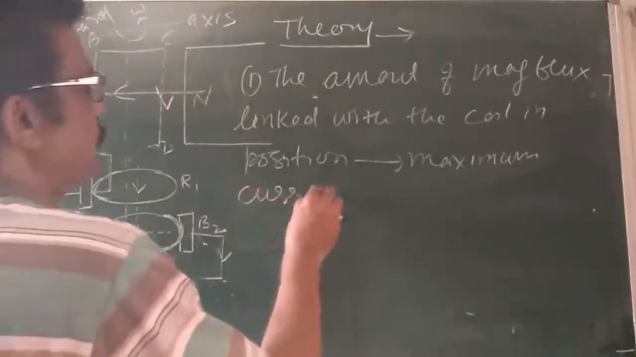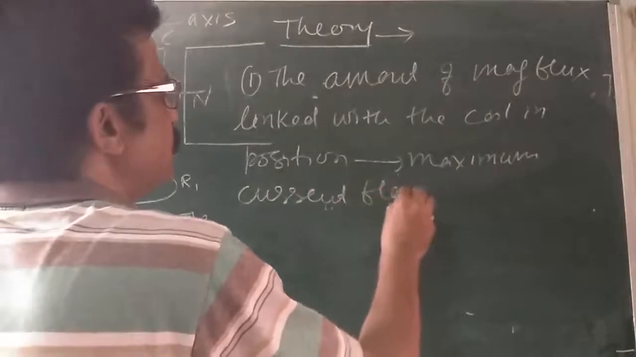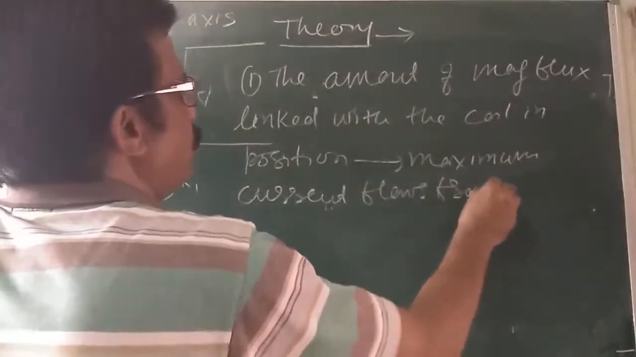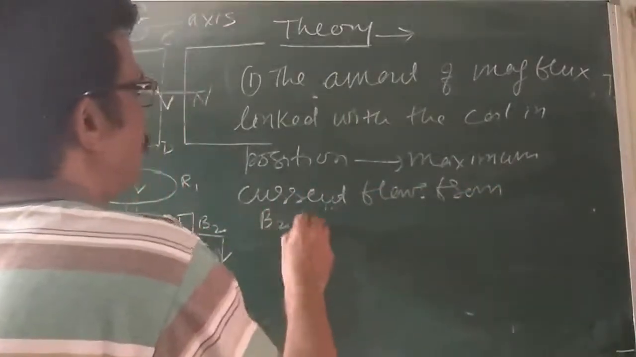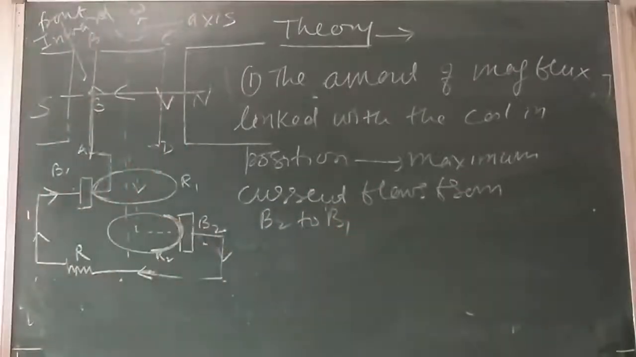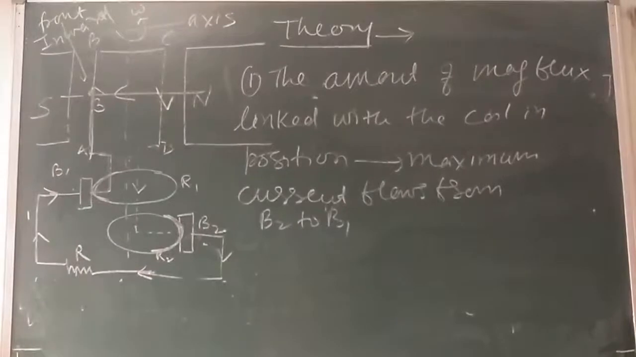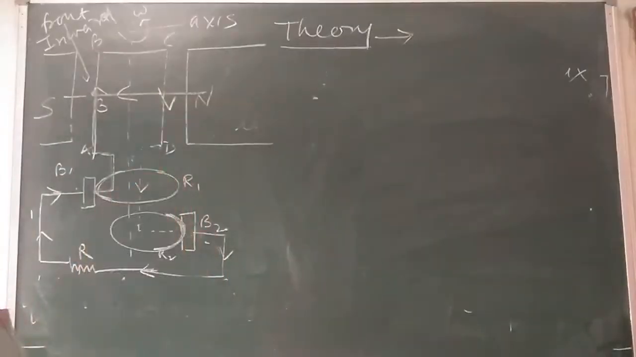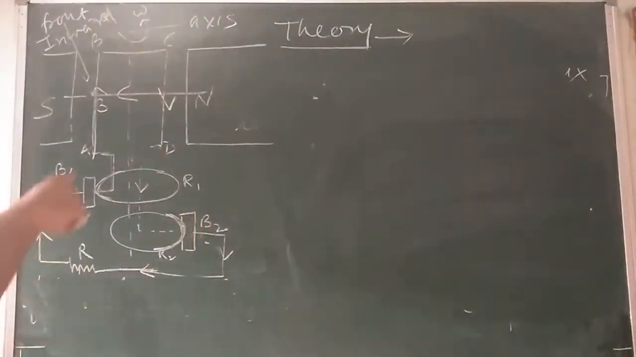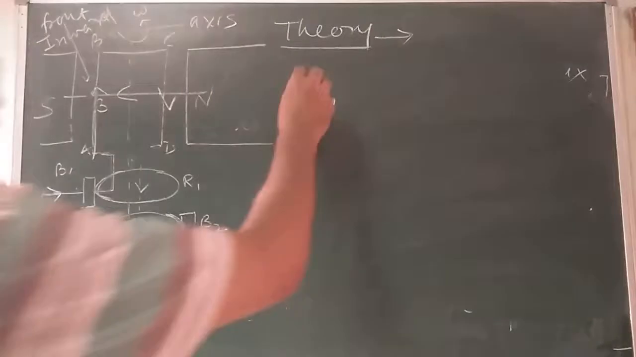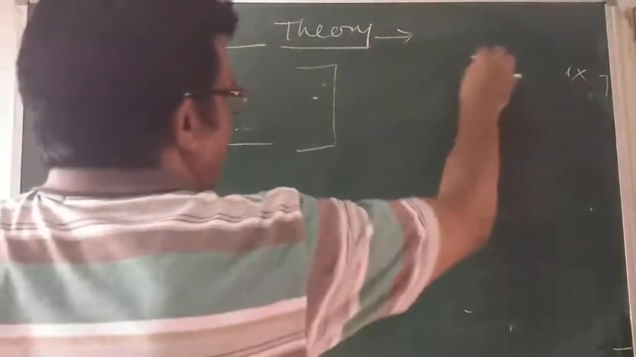Current flows from B2 to B1. Is it clear? As we saw during the first half rotation, current is flowing from B2 to B1. Is that clear? After half the rotation of the coil, here again we draw a figure.